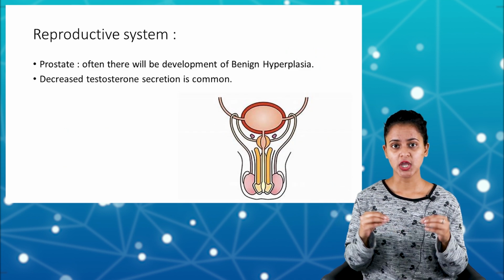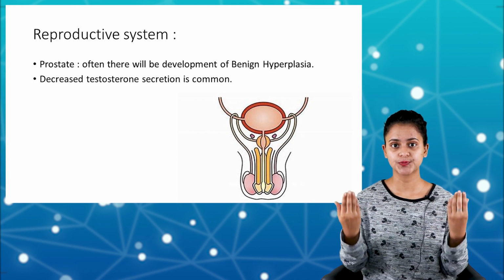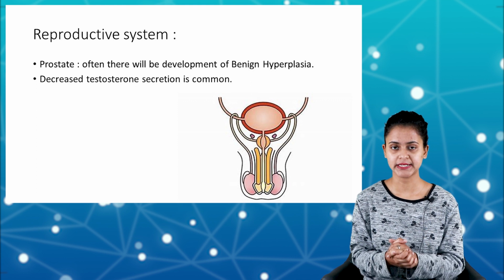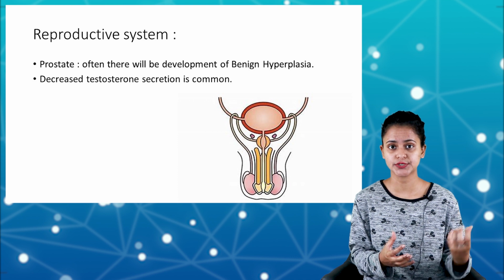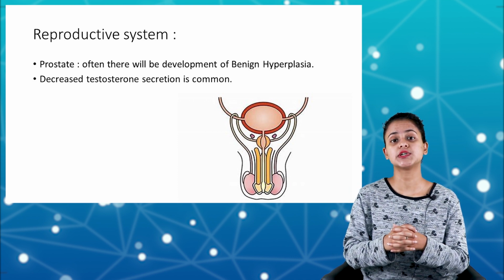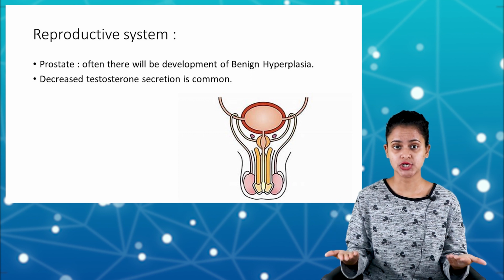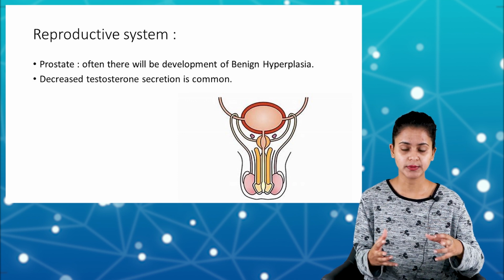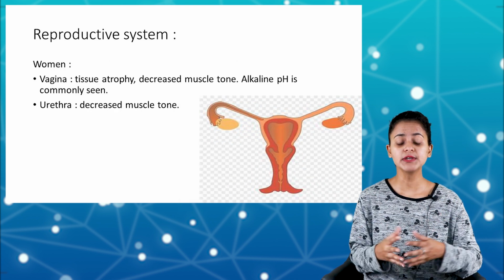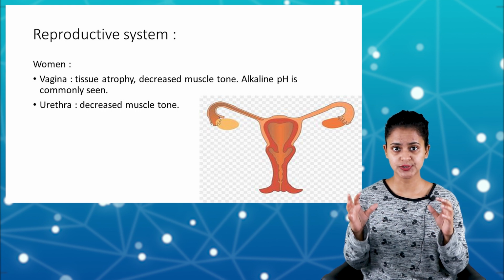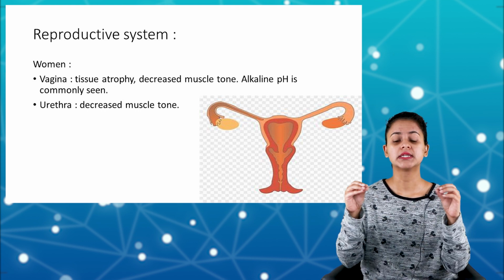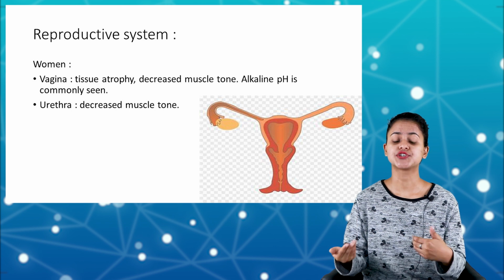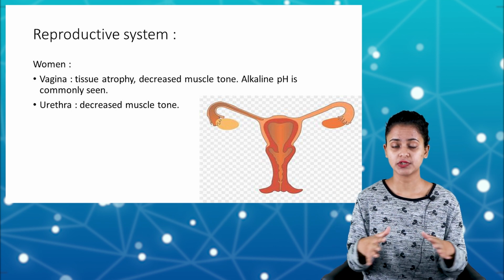So now we are going to look into the changes which will be occurring in the reproductive system. Often we're going to see the client, mainly the male client with old age, having problems related to the prostate. Often there will be development of benign hyperplasia of the prostate. Decreased testosterone secretion is also very common, as I have mentioned before. In women, vaginal tissue atrophy will be commonly seen among the clients. There will be decreased muscle tone, and alkaline pH is commonly seen in the vaginal area.